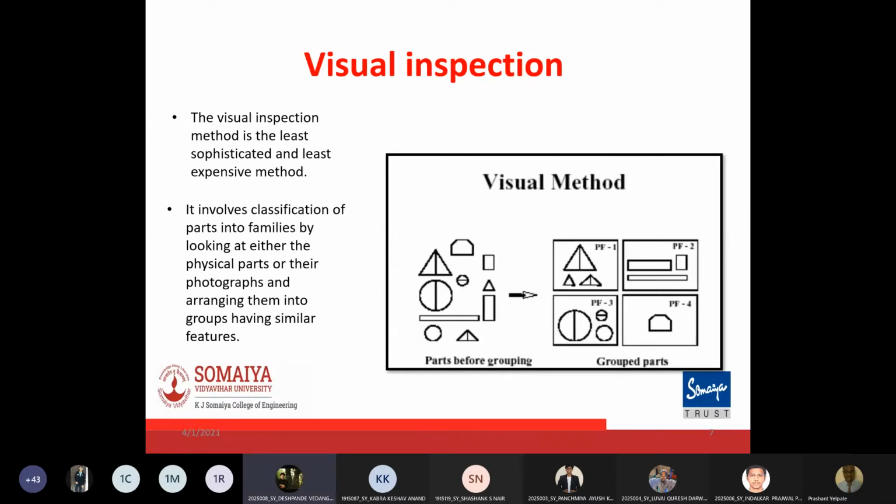So let's start with visual inspection. Visual inspection is the easiest method of formation of families, as it only consists of the physical observation of a part. We just look at the part, observe its shape and consider it in one family. In the picture, we can see that all the triangles will come under the same family, all rectangles will come under the same family, all circles will come under the same family. It involves the classification of parts into families by just looking at their physical characteristics. No deeper observation is done. So, the method contains some errors and is not feasible for complex parts. Next slide.